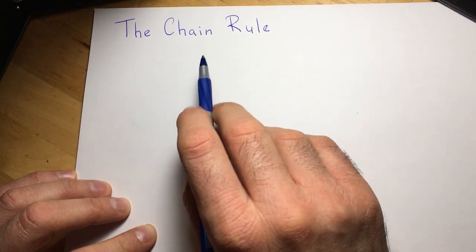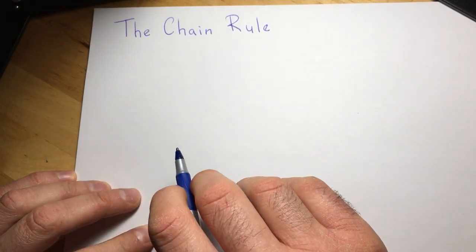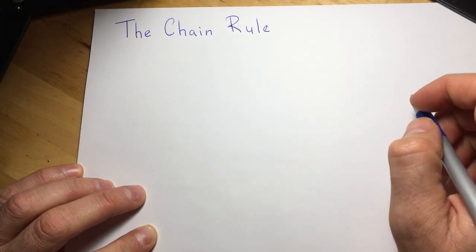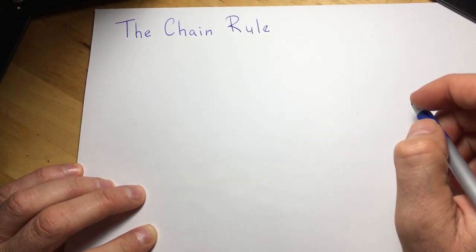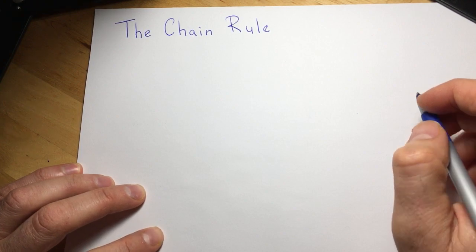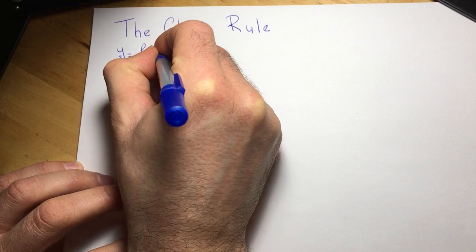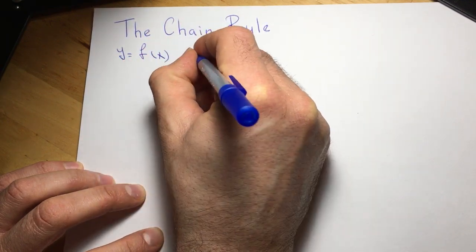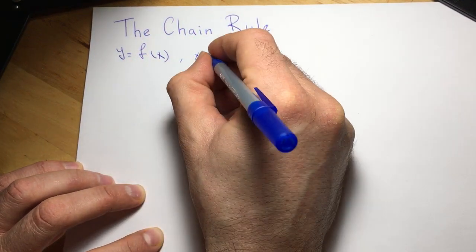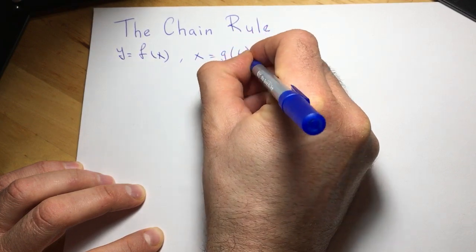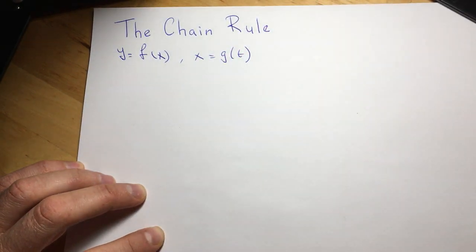In this video, we will cover the chain rule for multivariable functions. But before we go there, let us just recall what the chain rule was in single variable calculus. So let's say that we have a function defined as f of x, where x is equal to some other function g defined in terms of t.